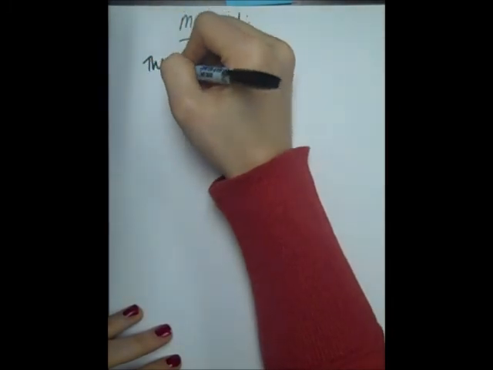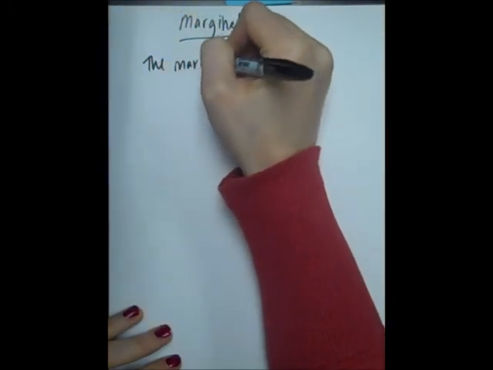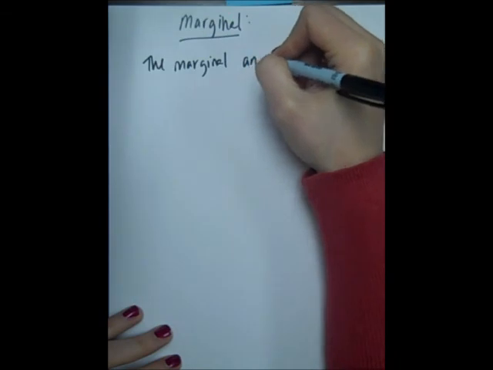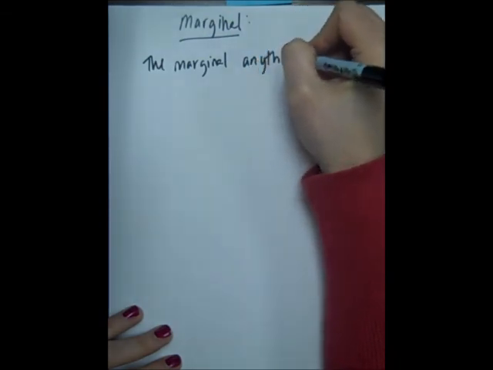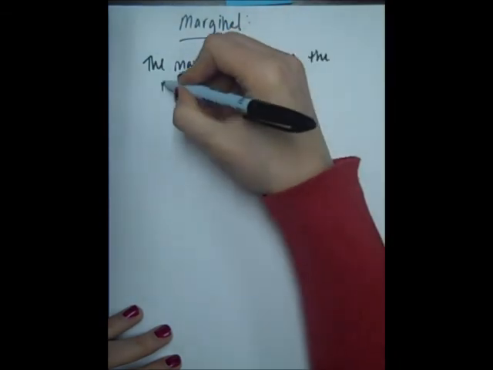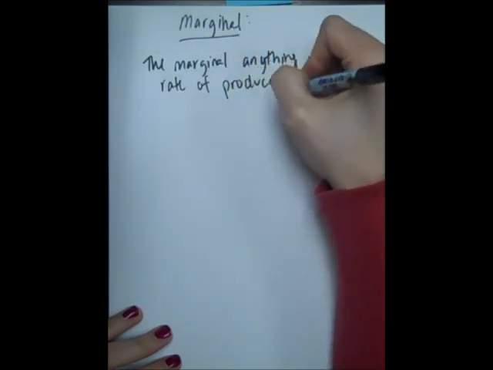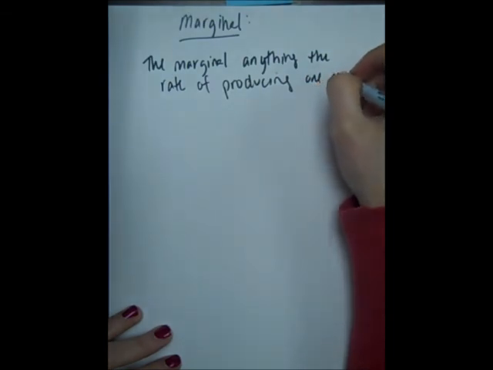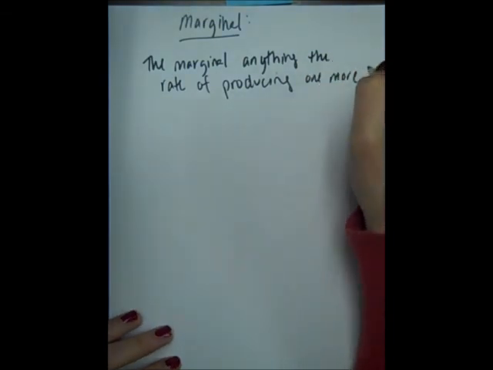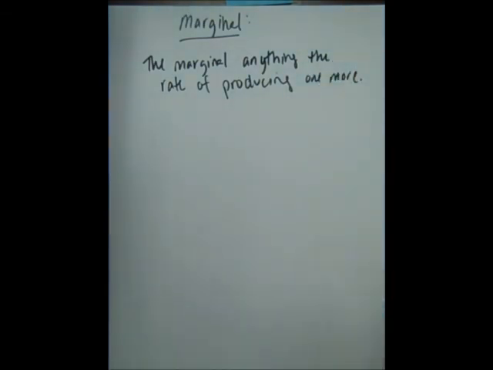So the marginal anything is the rate of producing one more. So this is a very generic kind of definition. The marginal cost, that's the cost of producing one more item. The marginal revenue is the increase in revenue by producing one more, whatever your item is.